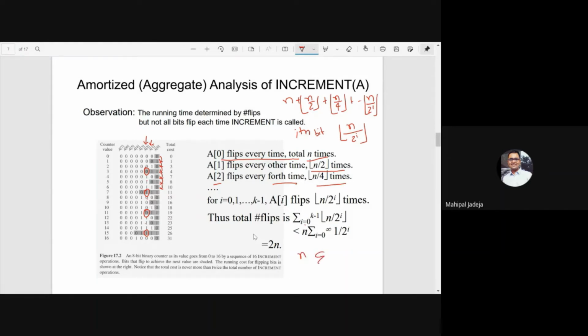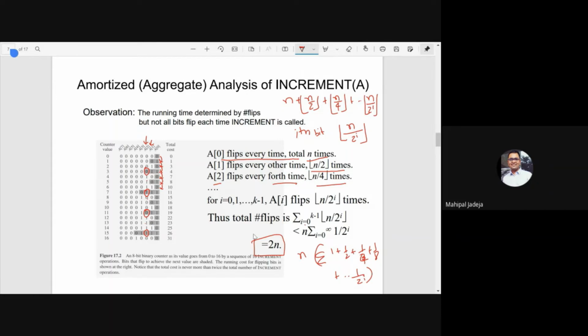So the remaining series is like this: 1 plus 1 upon 2 plus 1 upon 4 plus 1 upon 8 plus up to 1 upon 2 raised to i. And this is strictly less than, because now I am ignoring this ceiling term. And if I simplify this, then this series is equivalent to 2. So basically, the number of flips is at most 2 times n.